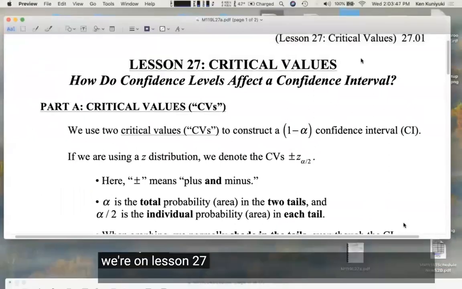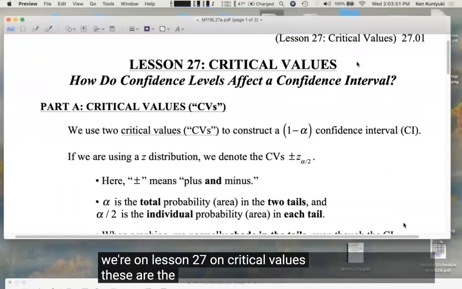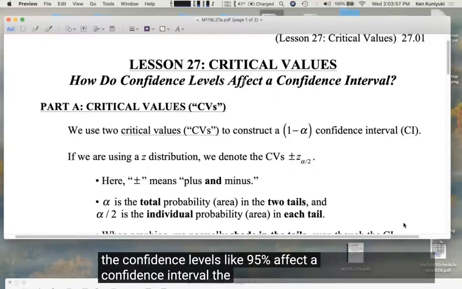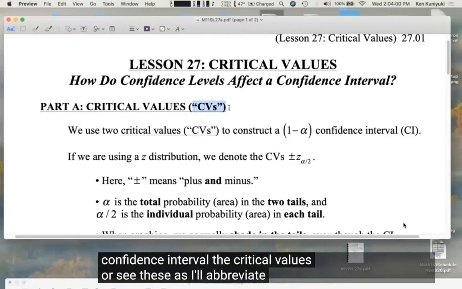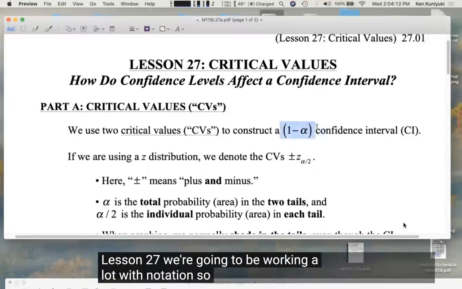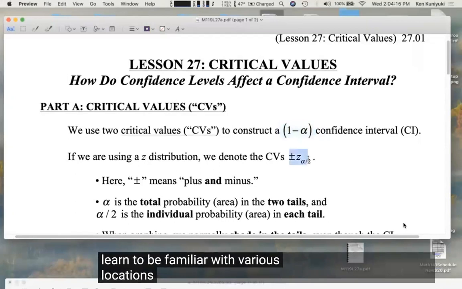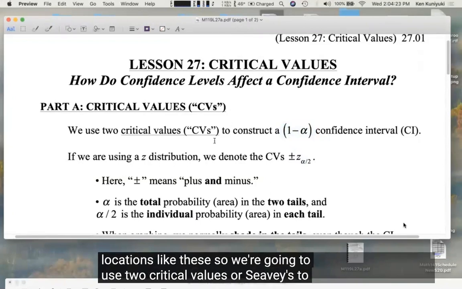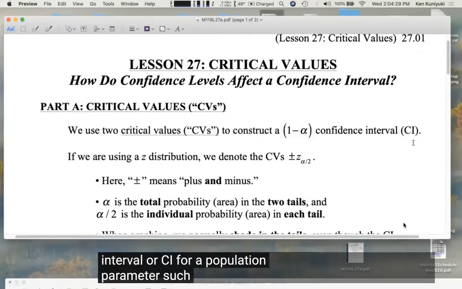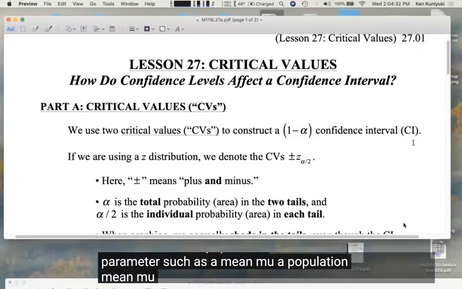Hi, everyone. We're on lesson 27 on critical values. These are the numbers that tell us how the confidence levels, like 95%, affect a confidence interval. The critical values, or CVs, as I'll abbreviate them, come from distributions such as the z, a t, or a chi-square distribution. And in lesson 27, we're going to be working a lot with notation. So you're going to learn to be familiar with various notations like these. We're going to use 2 critical values, or CVs, to construct a 1 minus alpha confidence interval, or CI, for a population parameter such as a population mean mu.